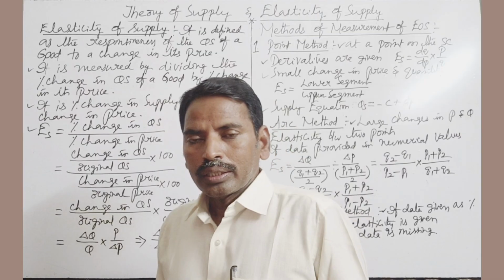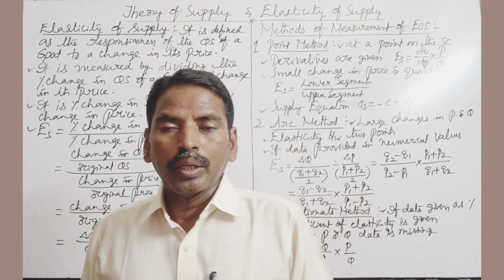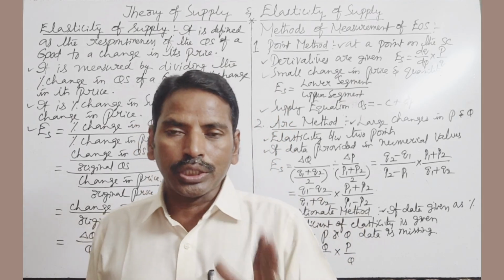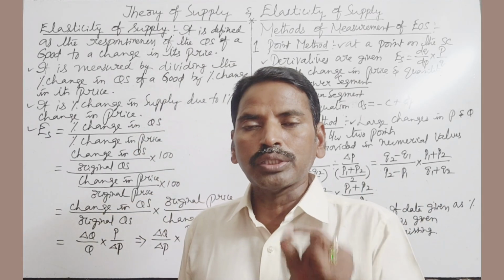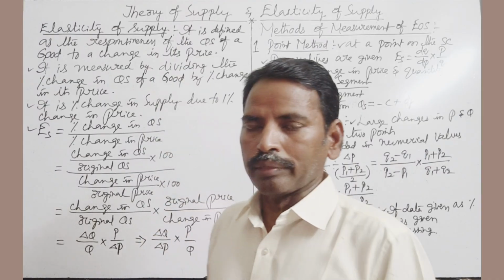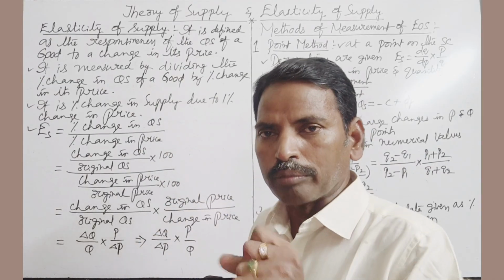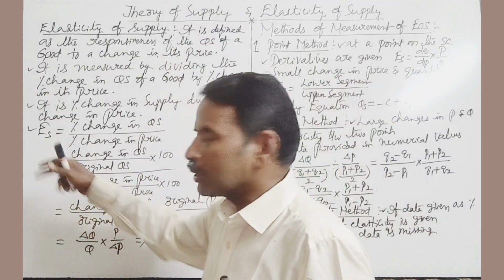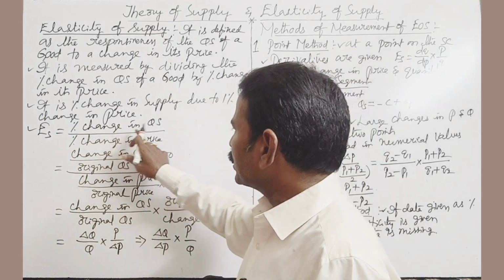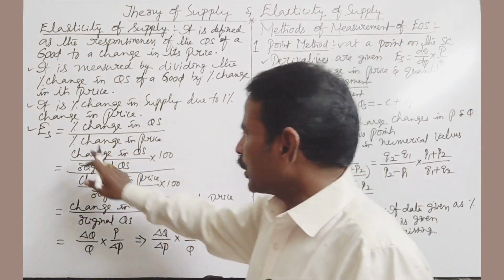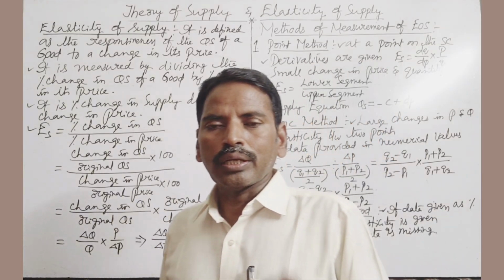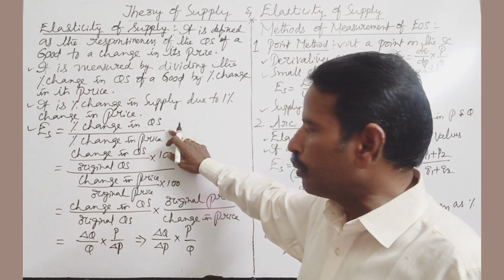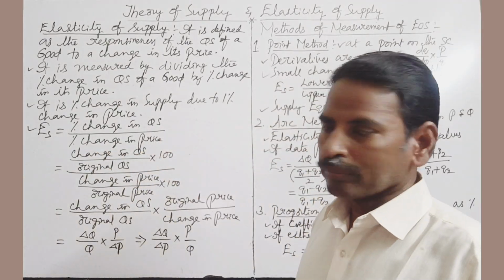So, elasticity of supply means percentage change in the quantity supply is due to percentage change in the price of a commodity. This is known as elasticity of supply. Marshall has suggested one formula to calculate elasticity of supply, that is ES is equal to percentage change in quantity supply divided by percentage change in price.